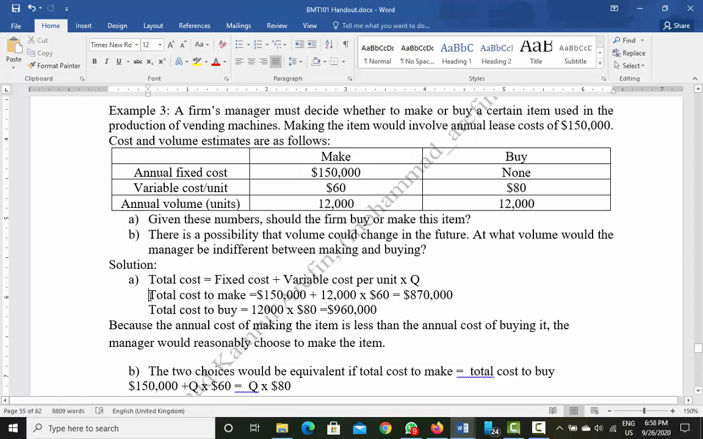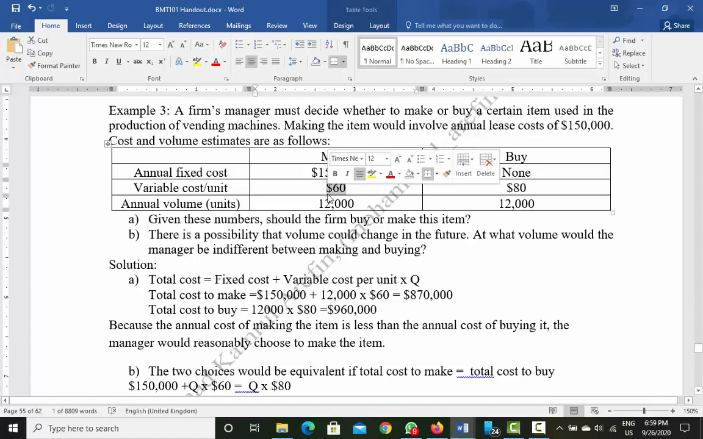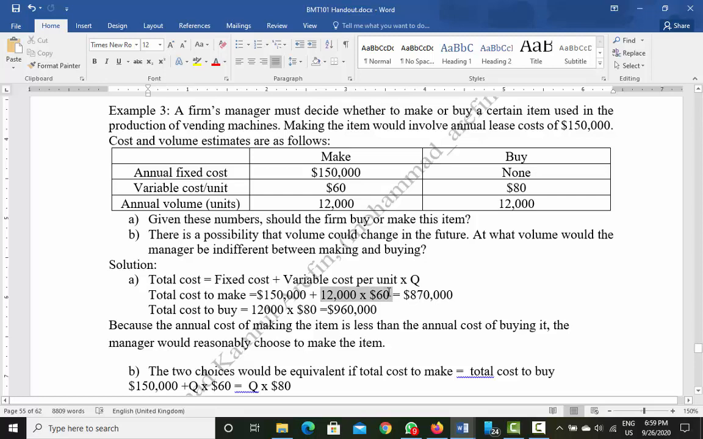So total cost to make: if the company makes the product, fixed cost is $150,000, plus variable cost per unit of $60 multiplied by 12,000, which is $720,000. So the total cost to make the product will be $870,000.